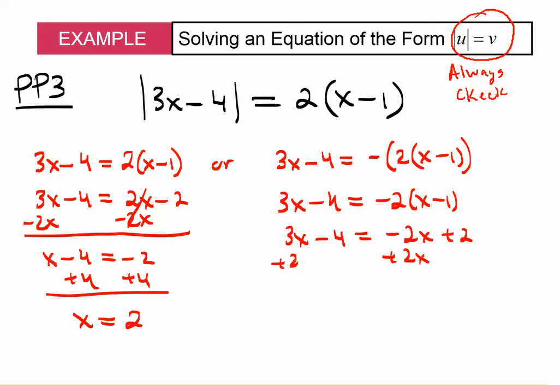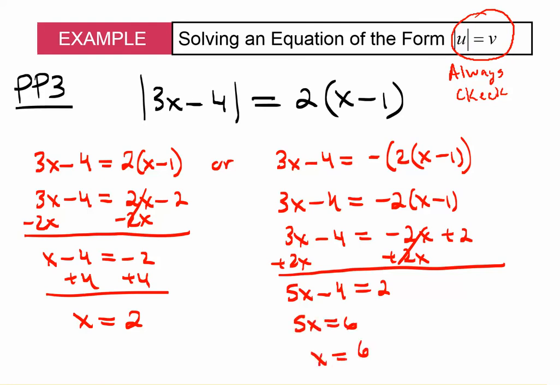Shifting everything over to one side, getting the variable by itself. Adding 4 and then dividing by 5. So there it is. There's two answers, but those are only potential answers. We do have to check just to make sure they work.